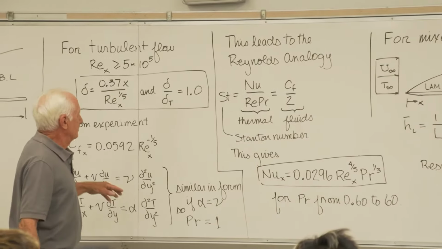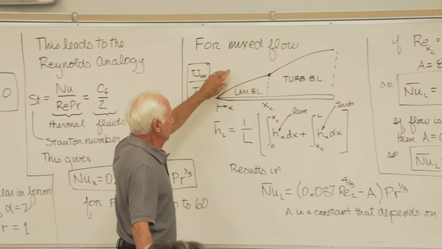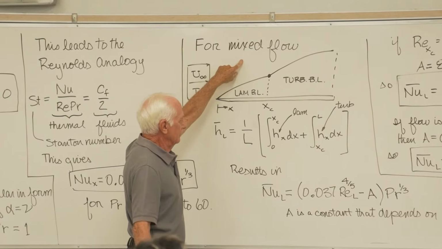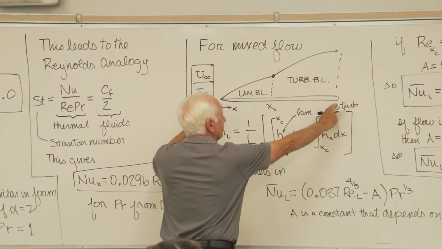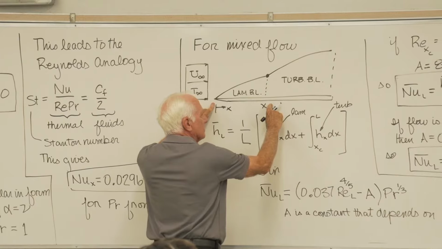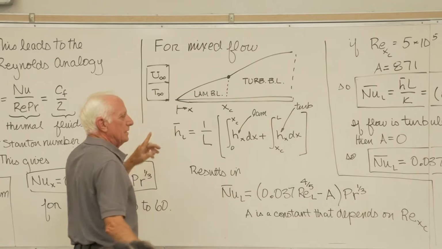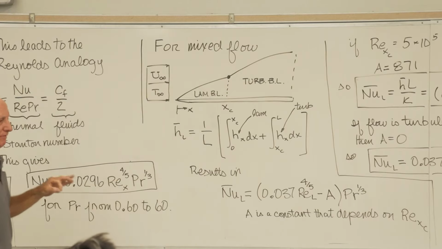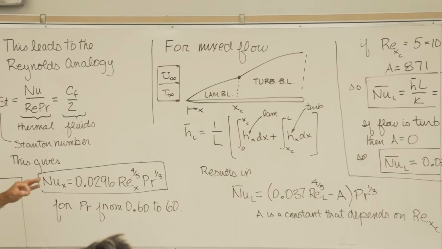Now, the problem turns out mixed flow. Reynolds number at the end of the plate's turbulent, greater than 5 times 10 to the 5th. Find out what X sub C is. How do you find X sub C? Equate the Reynolds number to 500,000. Solve for X. That gives you X sub C.